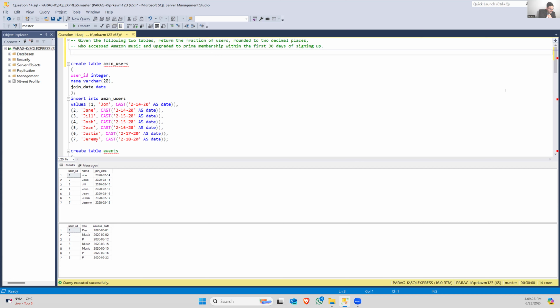So if there are 5 people who have purchased Amazon Music and two actually buy Prime after it, the answer we want is something like 2 by 5, which equals 40%, something like that. So that is what we're looking at.